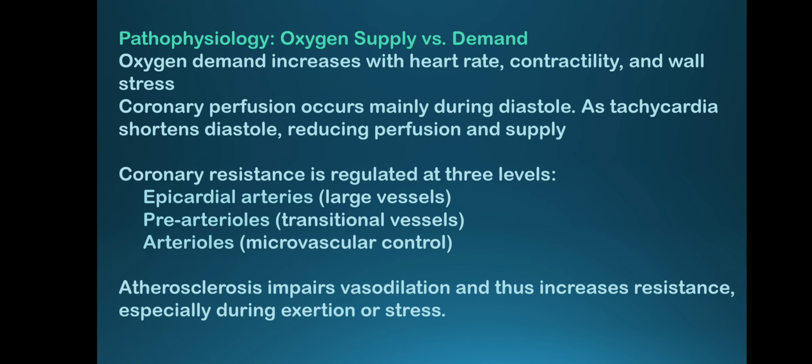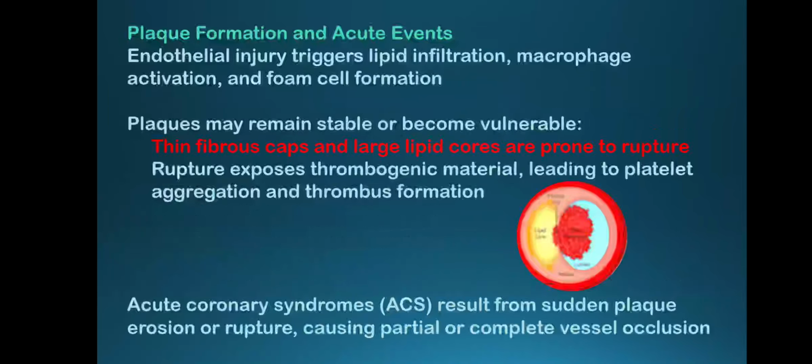Pathophysiology: oxygen supply versus demand. Oxygen demand increases with heart rate, contractility, and wall stress. Coronary perfusion occurs mainly during diastole. As tachycardia shortens the diastole, it reduces perfusion. Coronary resistance is regulated at three levels: epicardial artery, that is large vessel; pre-arteriolar, transitional vessel; and arteriolar, that is microvasculature. Atherosclerosis impairs vasodilation, thus increasing resistance.